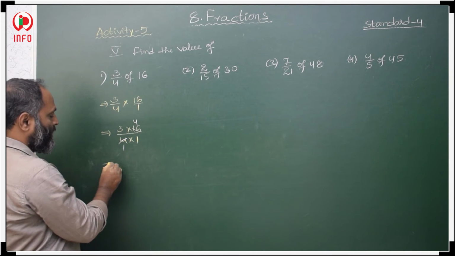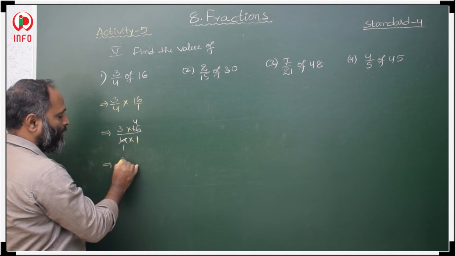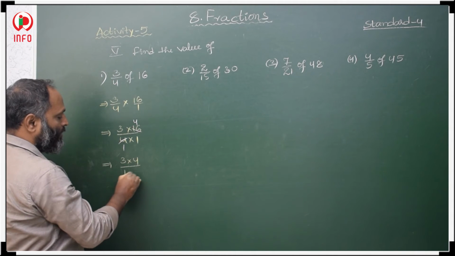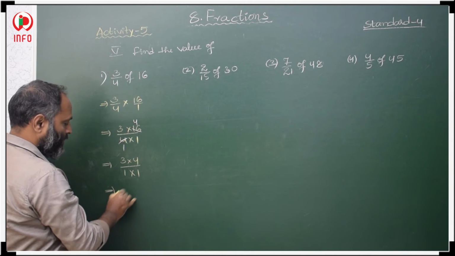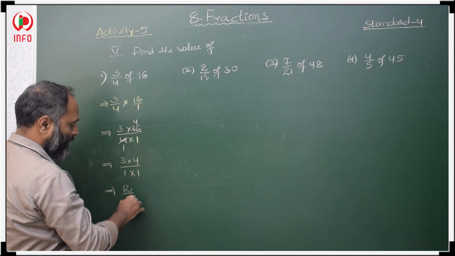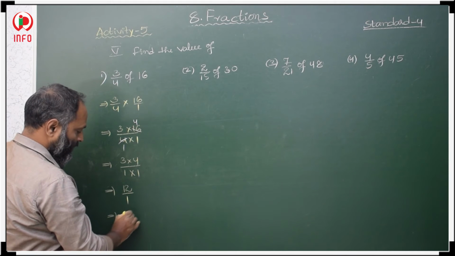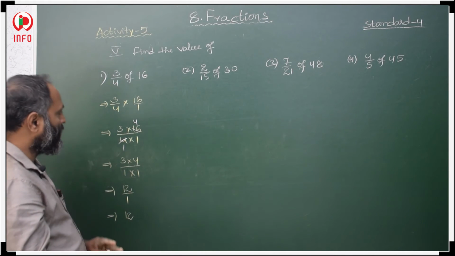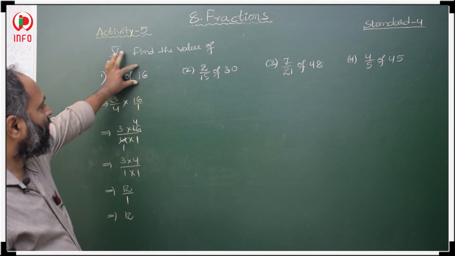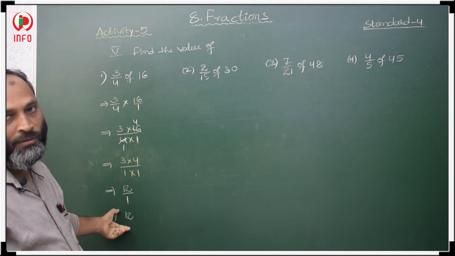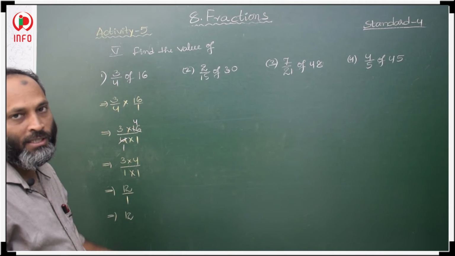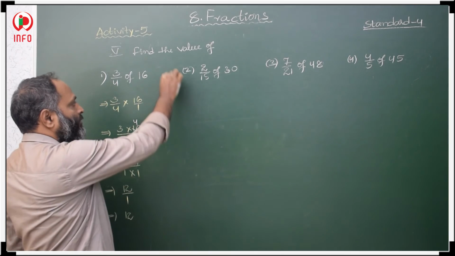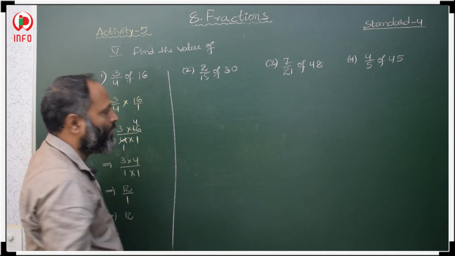Then what is left in the numerator? 3 into 4. In the denominator, 1 into 1. 3 fours are 12. 1 ones are 1. 12 by 1 means 12. So here 3/4 of 16 is 12. Okay. "Of" means we have to find the product.